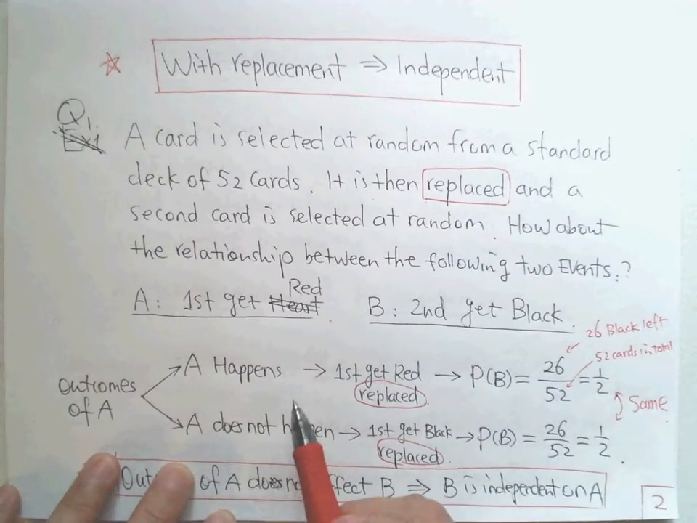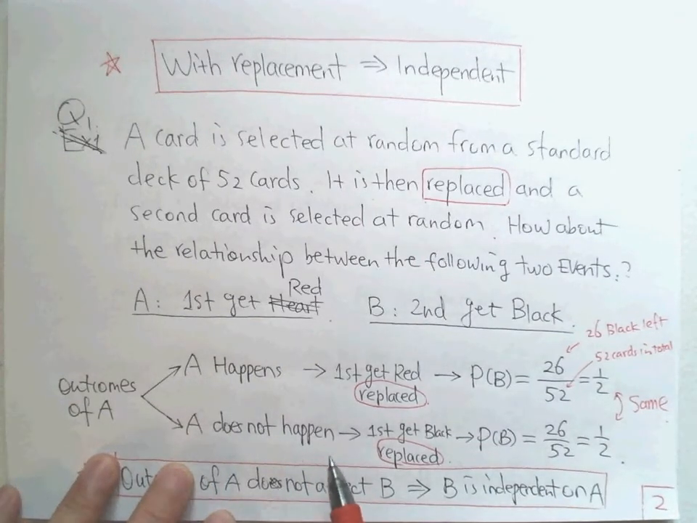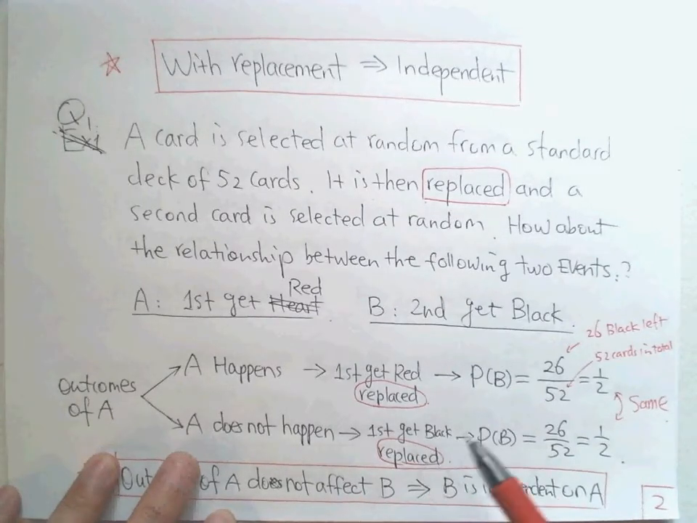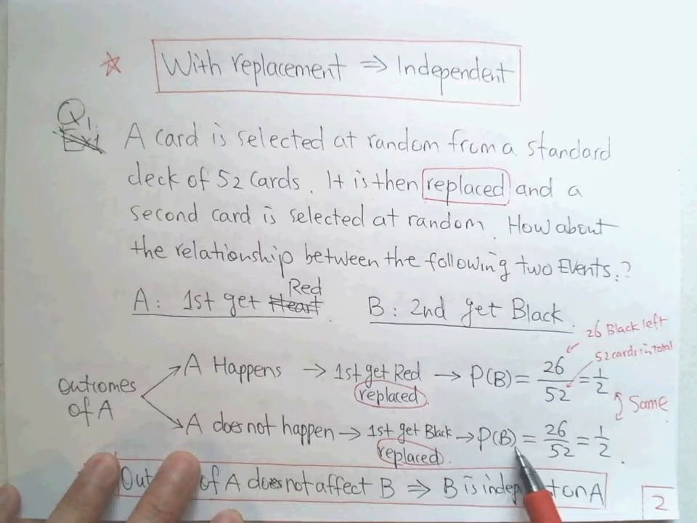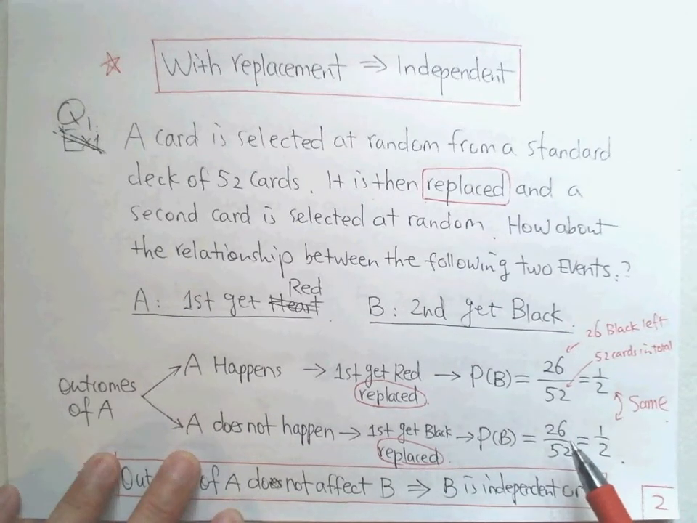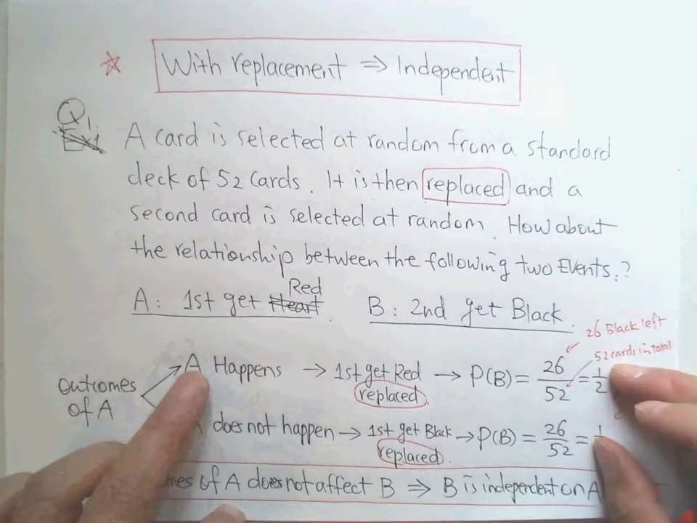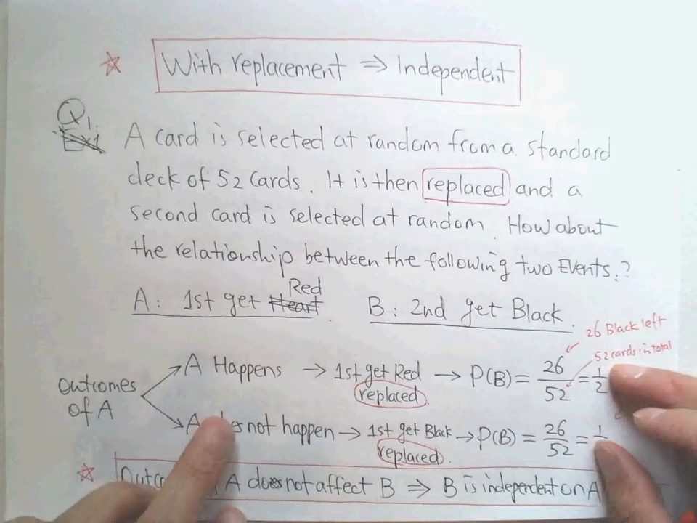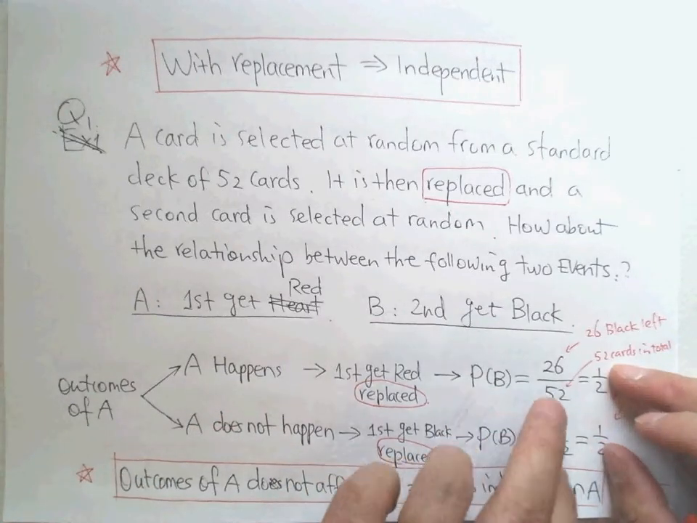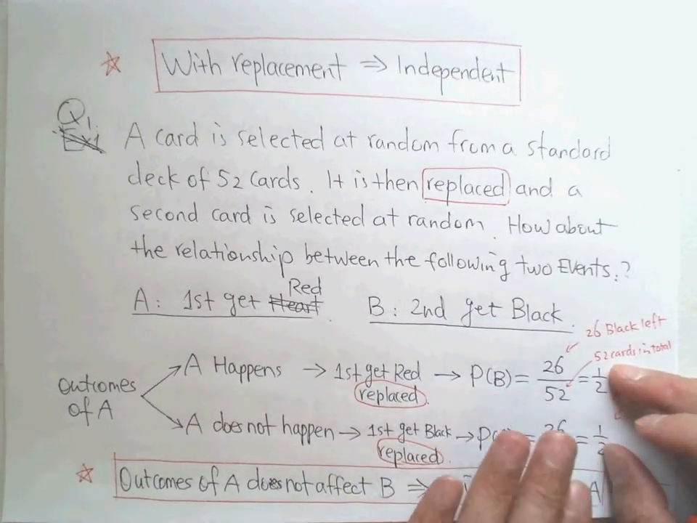The second case: if A does not happen, what will we get? It means the first time you get black but replace it. So we look at the second step, no matter what you got, we put it back. See, it's the same. There are a total of 52 cards, and how many black? 26. You will get the same answer. That means no matter whether A happens or does not happen, the outcome never affected the probability for B, never affected the second step.